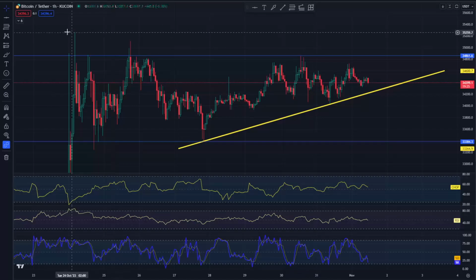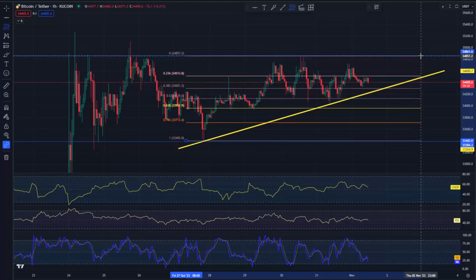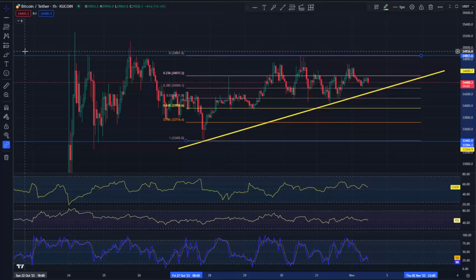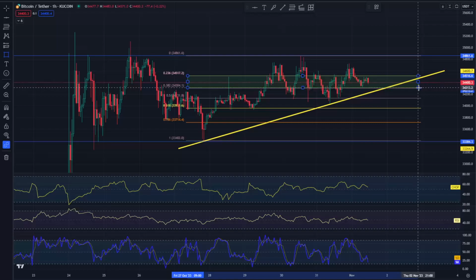Now we can move on to marking support areas when the correction begins to deepen. And after unfolding the fib retracement grid, we can see that we are currently in the support zone from $34,516 to $34,304.